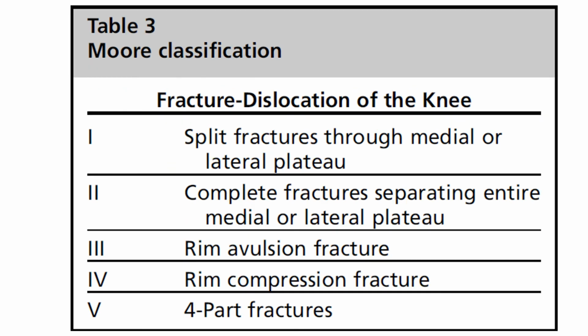Coming to Moore's classification, it is based on the dislocation being associated with a fracture. In type 1, there is a split fracture through the medial or lateral plateau of the tibia. In type 2, there is a complete fracture separating the entire medial or lateral plateau of the tibia. In type 3, there is just a rim avulsion fracture of the tibia. In type 4, there is a rim compression fracture of the tibia. And in type 5, there are 4-part fractures.